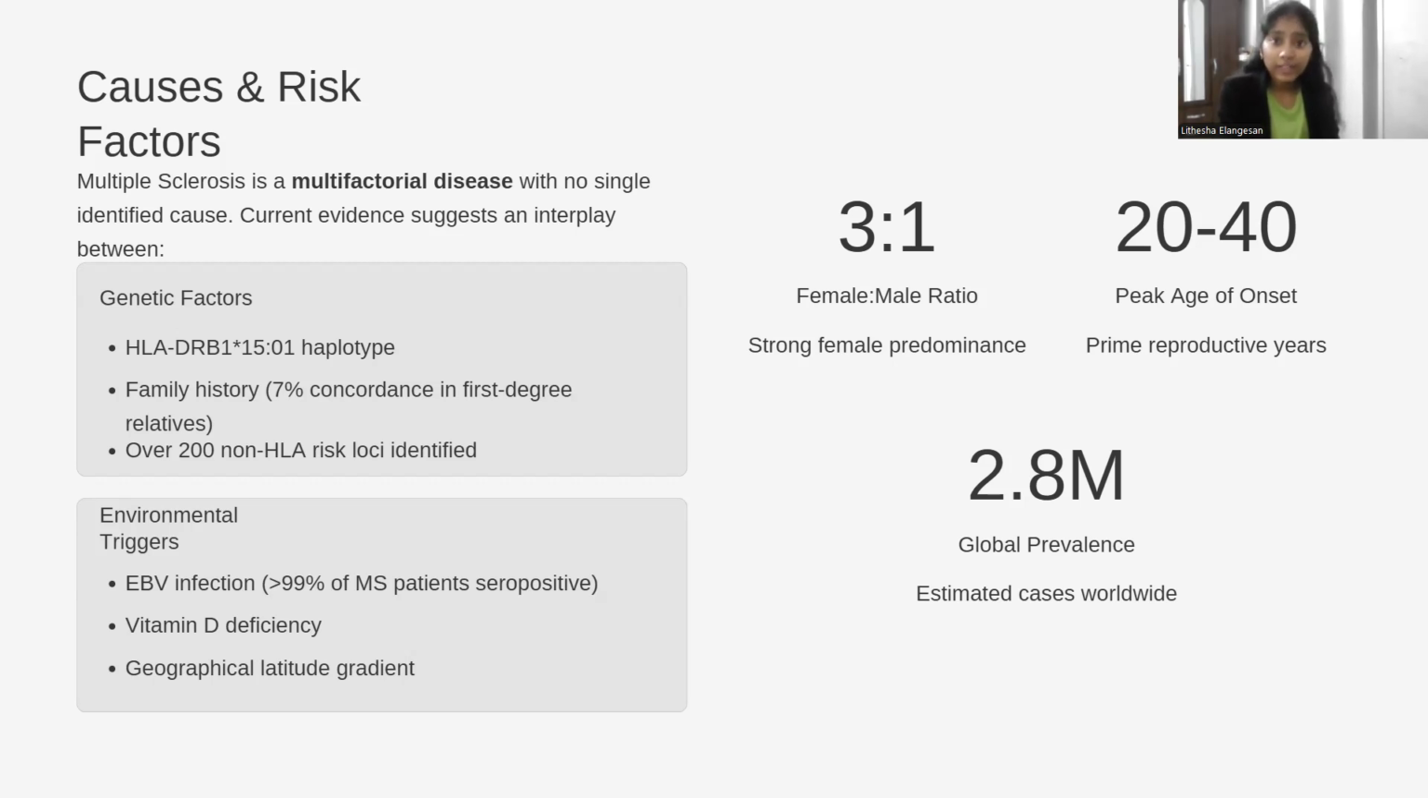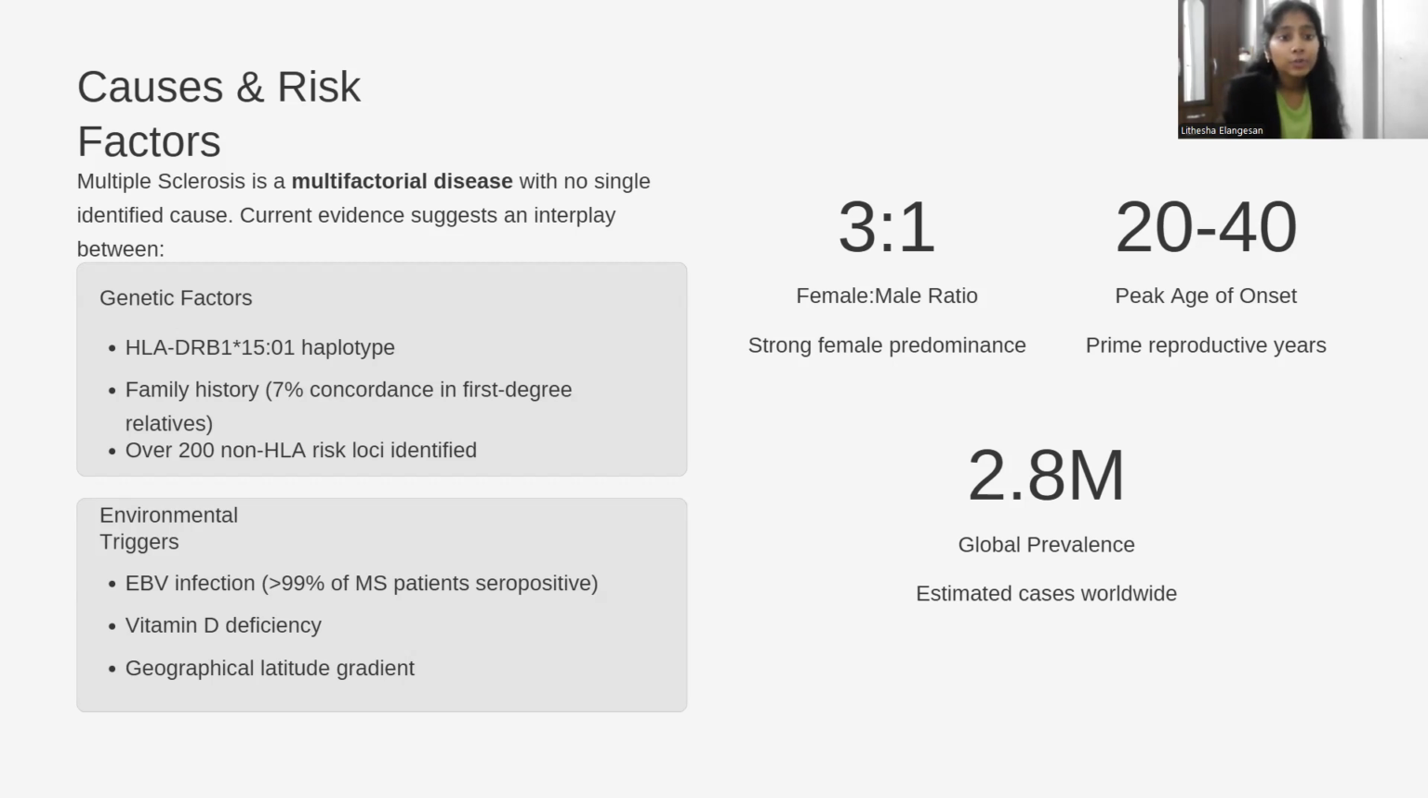Now, some factors have been investigated and they show a correlation. Genetic factors do play a role in increasing your risk of getting MS. People who have this haplotype, as you can see over here, where a haplotype is essentially a set of genes which you will inherit from a single parent, might have a greater risk of getting MS compared to other people. Family history: if you have a first degree relative like a parent or a sibling that has this disease, you have a greater chance of getting it.